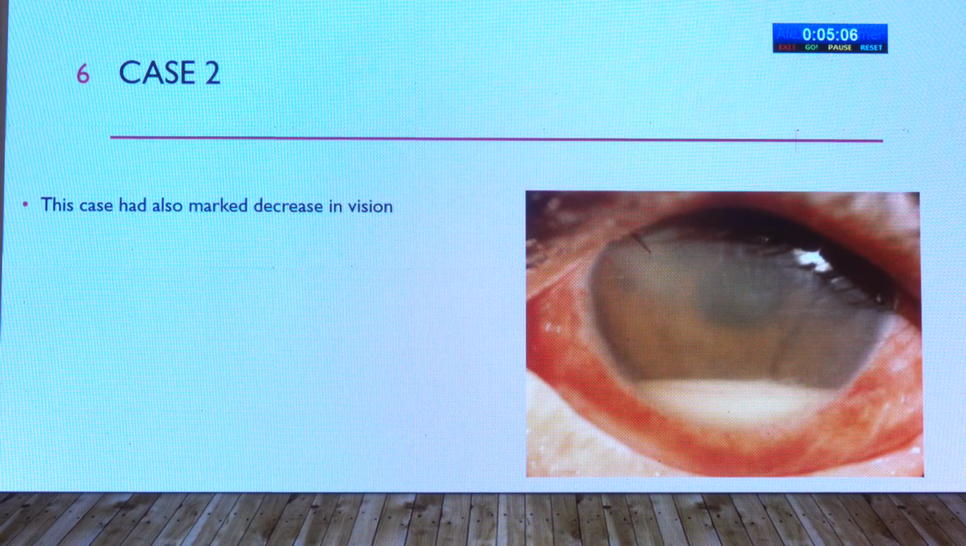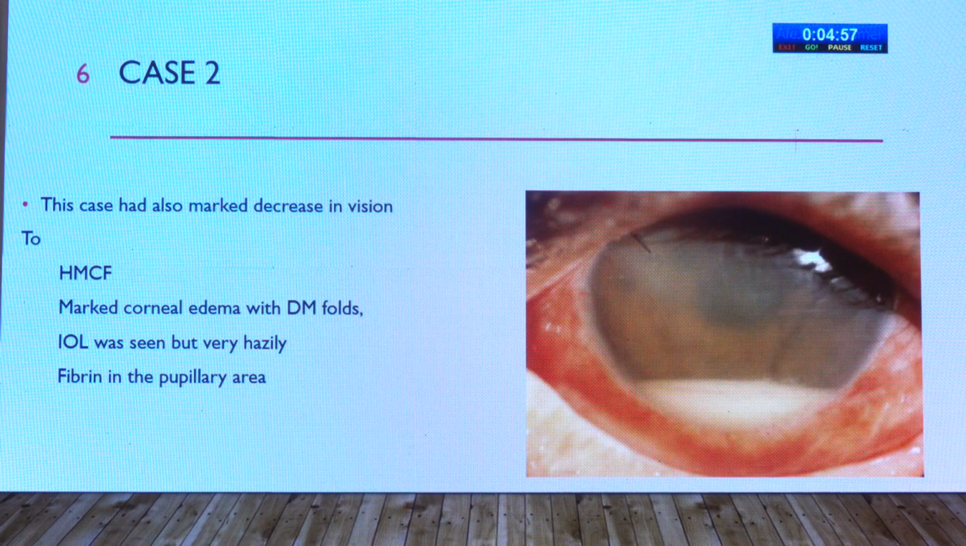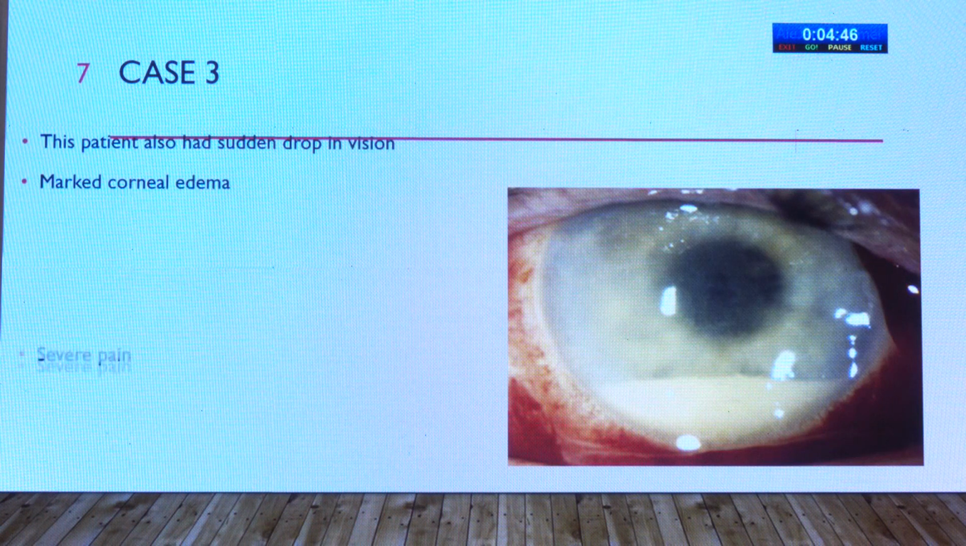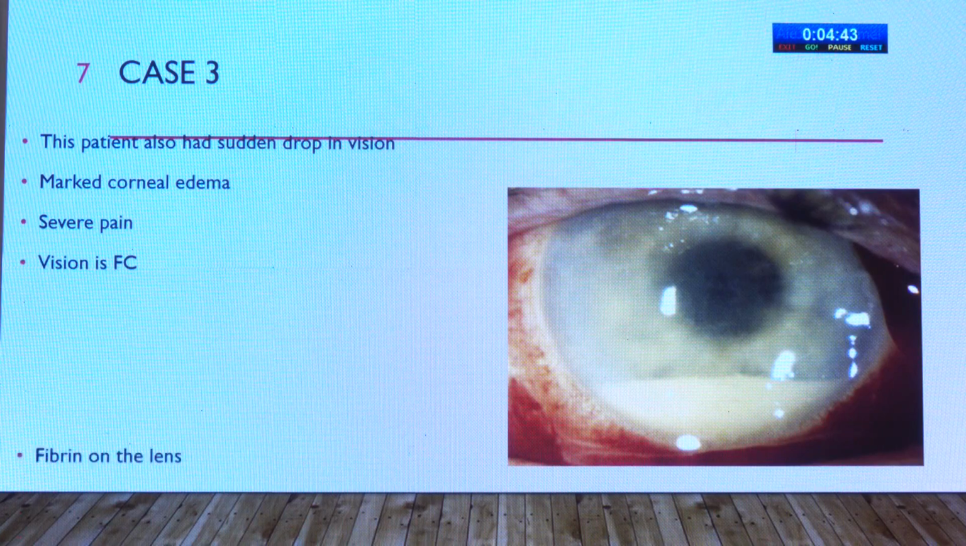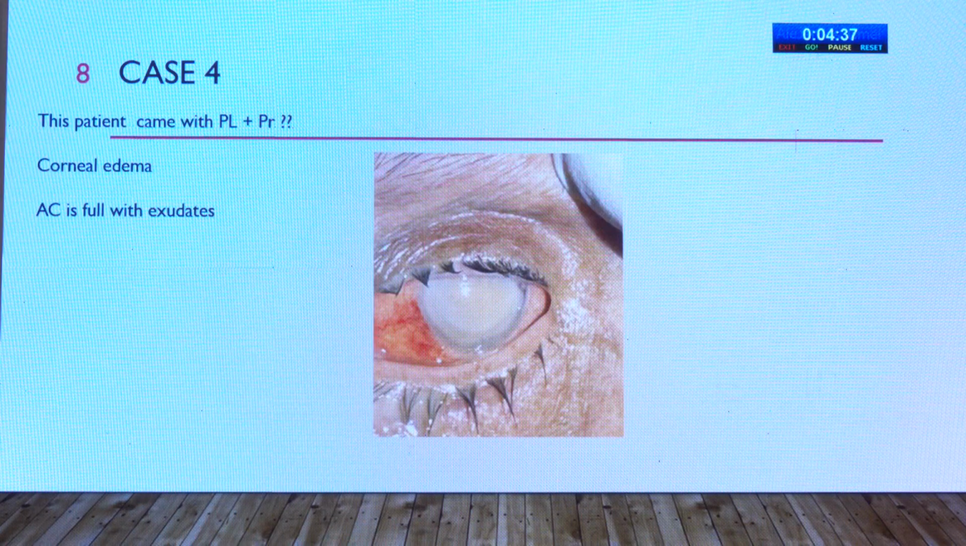In case 2, again there is a marked decrease in vision, to hand movements, marked corneal edema with DM folds, and also exudates and fibrin in the pupillary area. Even the glow was very hazy. Similarly, the third case also had the same symptoms: marked corneal edema, severe pain, vision was finger counting, fibrin on the lens, and exudates in the anterior chamber. In this case, even PL-PR was doubtful. The AC was full of exudates, and in this case, we thought about what to do next.